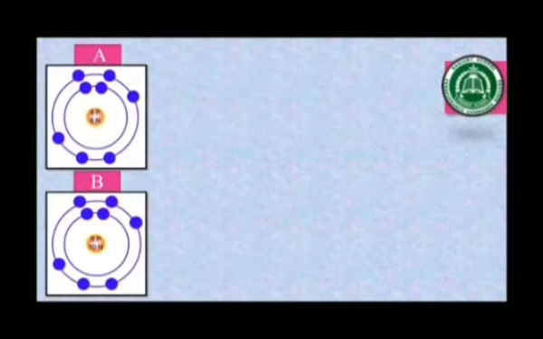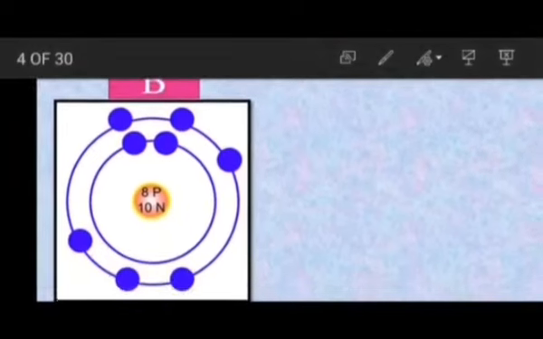Okay, now let's discuss structure A and structure B. In structure A, you can see here inside the nucleus there are 8 protons and 8 neutrons, and outside the nucleus, in different shells, 8 electrons are present. In the same way, in structure B, there are 8 protons but 10 neutrons, and outside the nucleus 8 electrons are present in different shells.